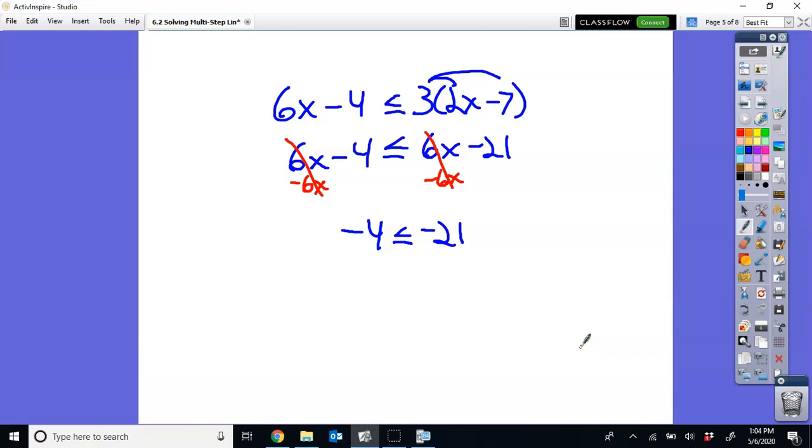But when we have this, we look at the statement that is there and decide if it's true or not. Is negative 4 less than or equal to negative 21? No, it's definitely not equal. And it's definitely not less than negative 21. So that means that this statement is not true. And because the variables canceled out, there is never going to be anything that makes x be true on both sides. So that means there's no solution to this inequality, excuse me.